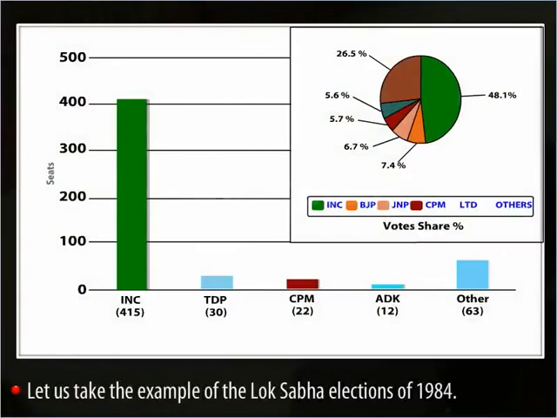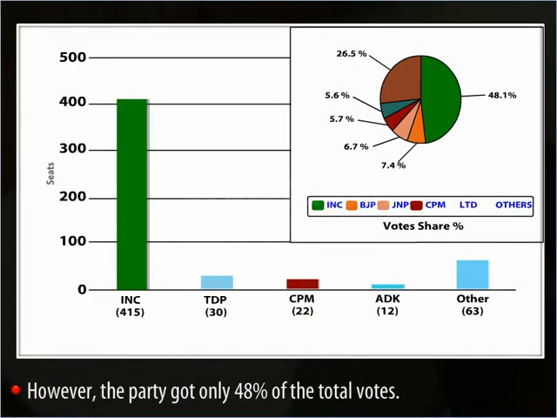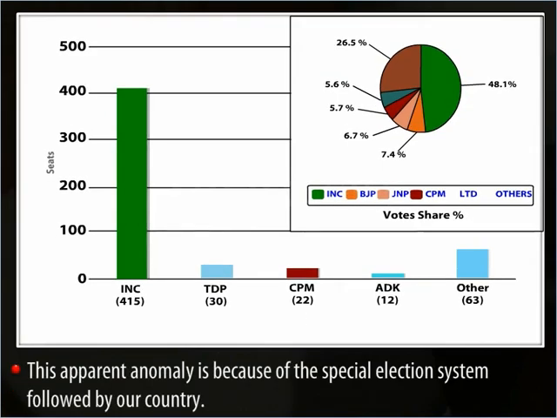Let us take the example of the Lok Sabha elections of 1984. The Congress party created history by winning 80% of the seats. However, the party got only 48% of the total votes. This apparent anomaly is because of the special election system followed by our country.